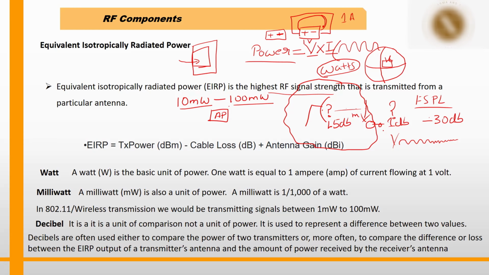So basically, if you want to enlarge the cell size of an AP, what are you going to increase? We are going to increase the power. A higher power indicates more energy applied in less time. That's what power is, and power is measured in watts. A watt is the basic unit of power. 1 watt is equal to 1 ampere of current flowing at 1 volt. That's the technical definition. In layman's terms, it is the energy, the push that you give to a door in order to close it.